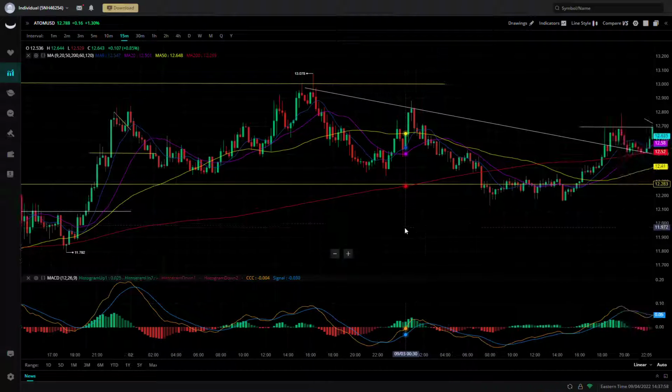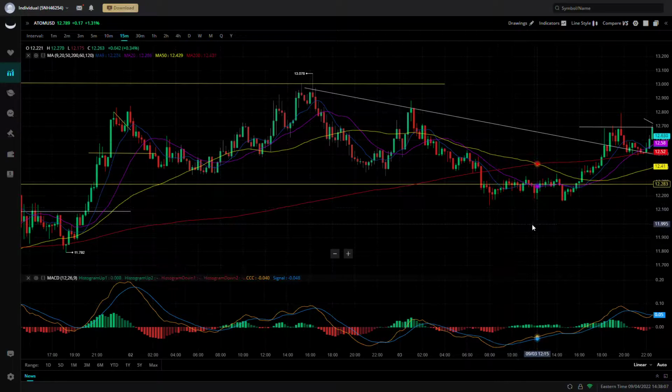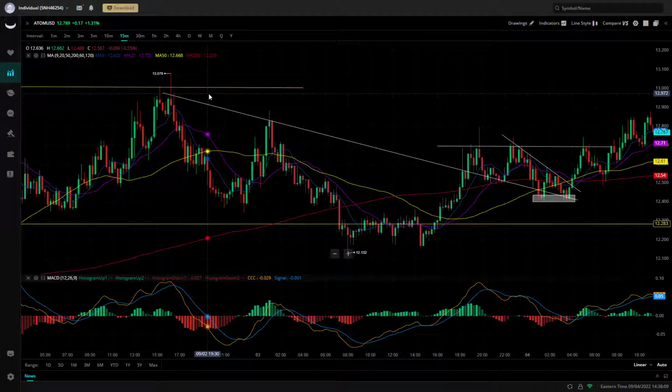I just kind of got a little greedy and said, no, I didn't want to take it there. I probably should have gone ahead and taken profits instead of waiting, to be honest. But I didn't, and it chopped around. So you can see that it went into this downtrend.